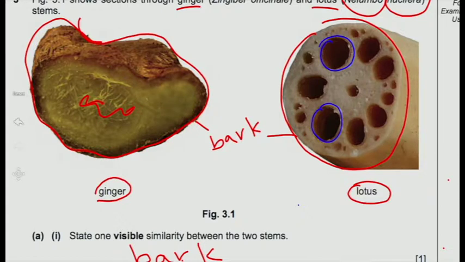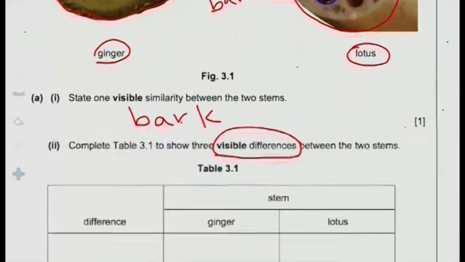Then the color. You can also talk about the color. The lotus has got some black patches inside, just around the hole. Whereas the ginger, the color is more uniform. So that's 5. We mentioned 5 differences. Let's see how many the examiner needed. 3. So out of 5, we have talked about 3.